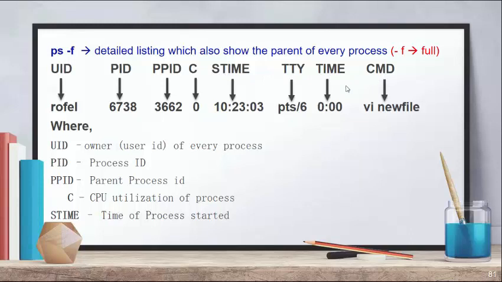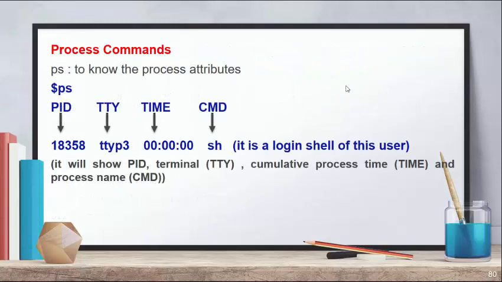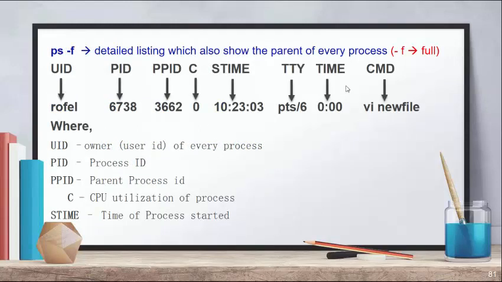That means when you use only ps, it will show you only four process attributes. But if you want to show all the attributes of the process, that means detailed attributes, 1, 2, 3, 4, 5, 6, 7, 8 attributes, then you can use ps minus f.